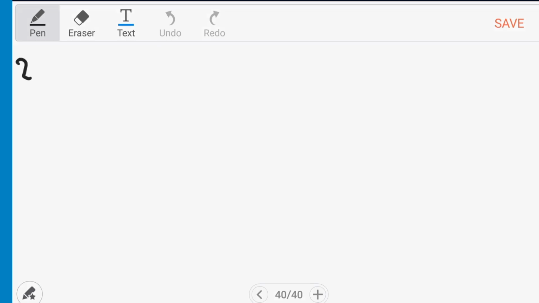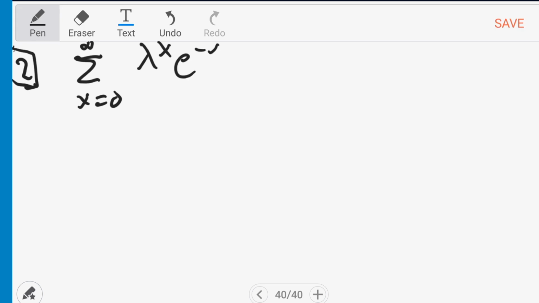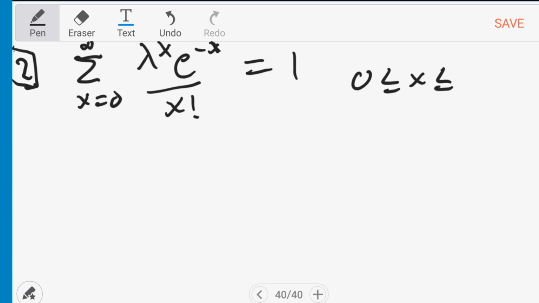Now let's go to condition 2. Condition 2 states that if you sum the PMF from 0 to infinity, you should end up getting 1 for all values of x. Let me write it this way: for values of x lying between 0 and infinity. So now let's do the summation.